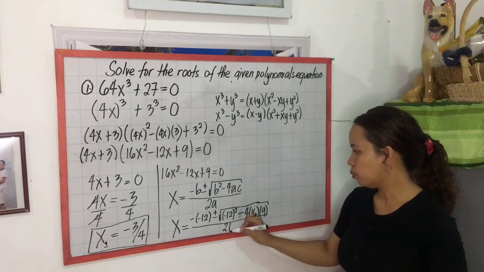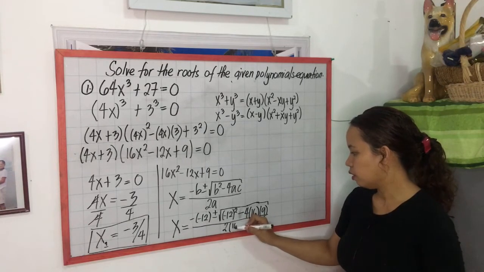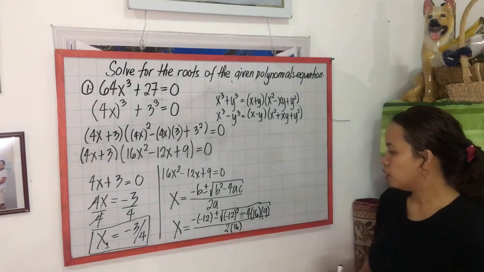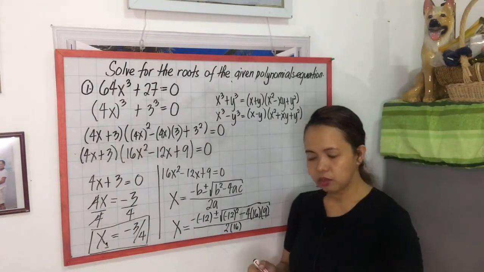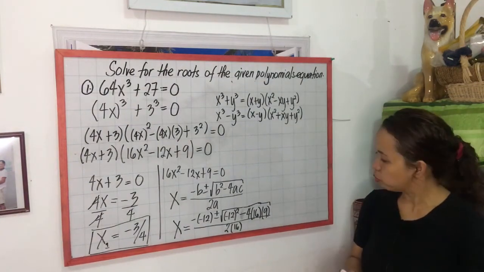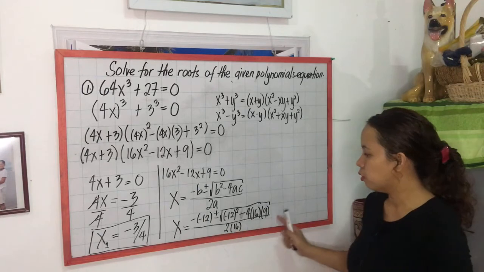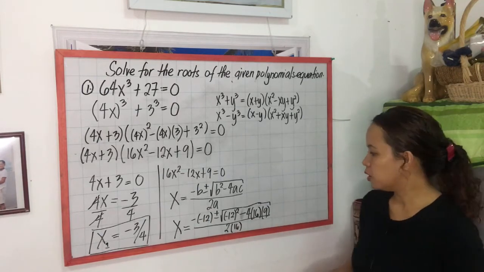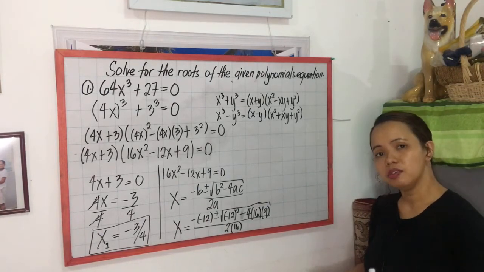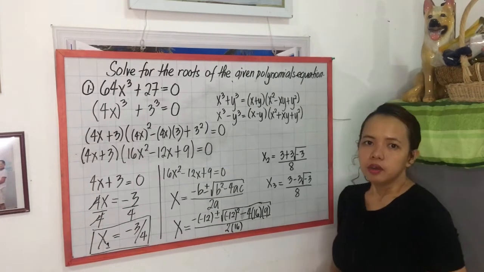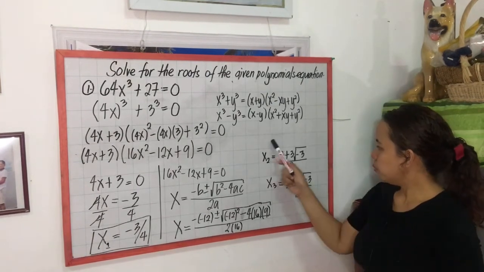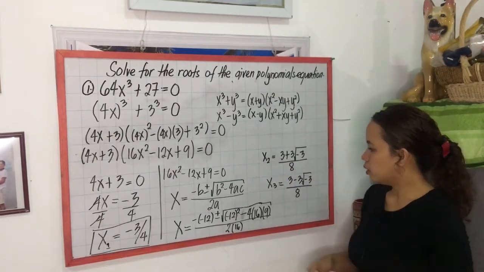Twice of a, which is 16. 2 times 16. So, from here, we can just use the calculator to solve for the value of x. I know you are allowed to use a calculator, or you can just solve it manually. Okay, by using the calculator, we have now the result of this one.